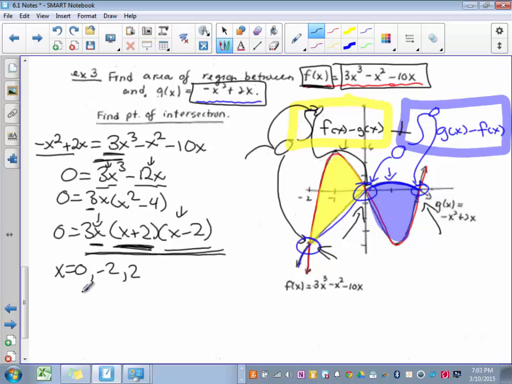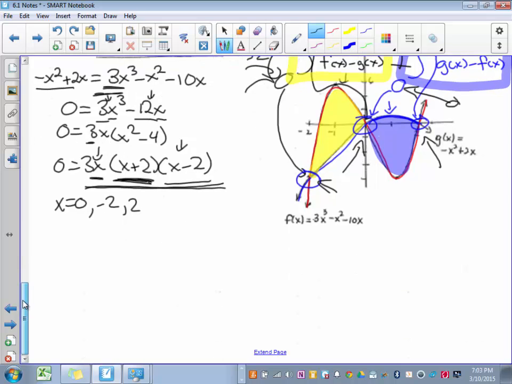So we found our bounds. Our bounds are going to be, this is going to be our negative 2, this is going to be our 0, this is going to be our 0, and this right here is going to be our positive 2. So let's just put it all together. I'm not going to integrate it for you guys. You know how to do this.